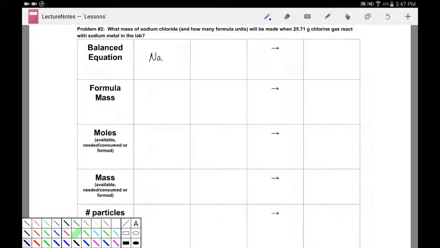So for the chemical equation, we have sodium metal. So we're going to put a solid for its phase, and it's being combined with chlorine gas. Now the formula for chlorine is Cl2 because it's a diatomic element, and it's combining to make sodium chloride. Now at this point, we have more total atoms in the reactants than we do in the products.